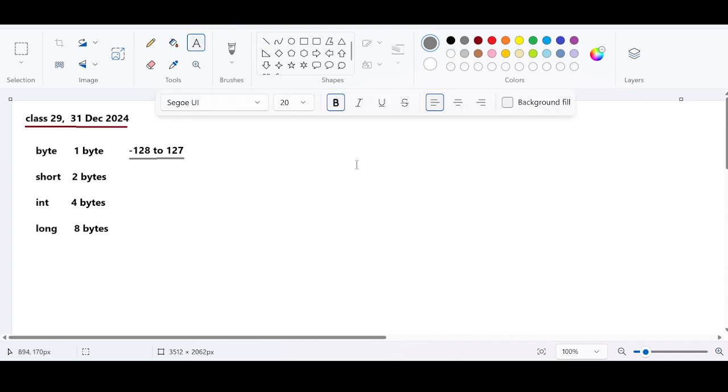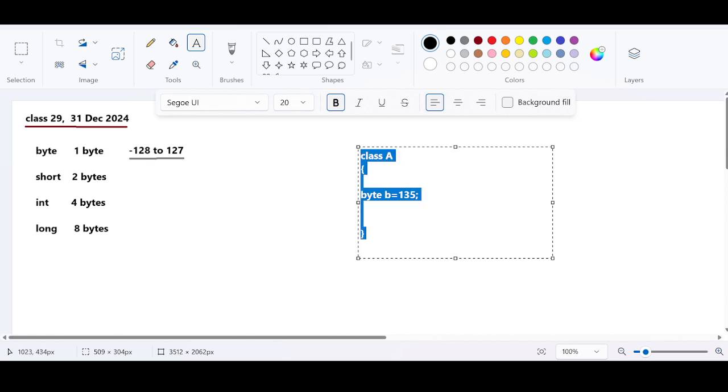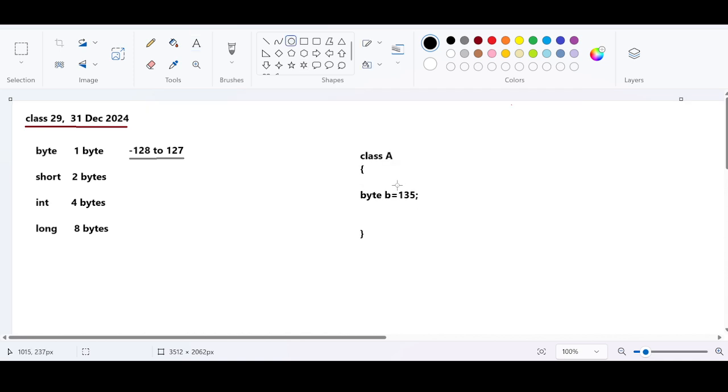Now the question session. Now you tell me, is this valid or invalid? So class A. Now I am saying byte B equal to 135. Now tell me, valid or invalid? Everyone. Invalid. Why invalid? If you see the value, the value is crossing the range. It is not between -128 to 127. It is above that. You cannot store a value that is out of the range.